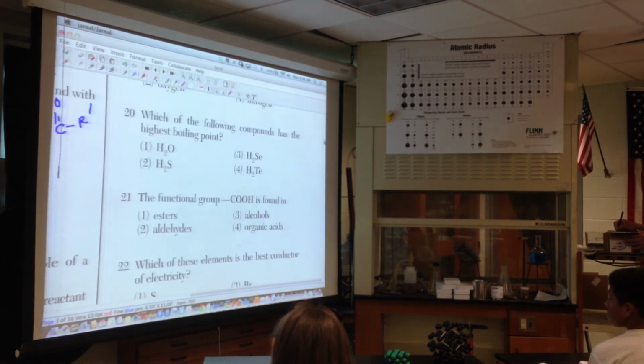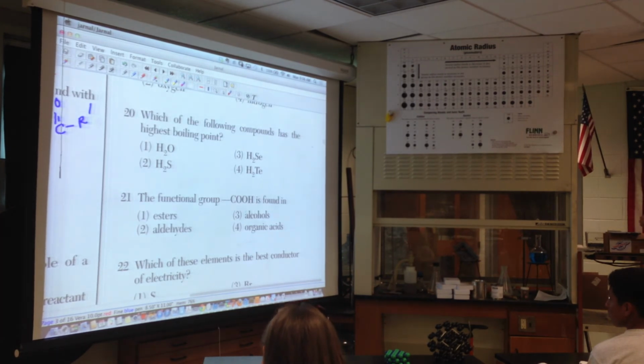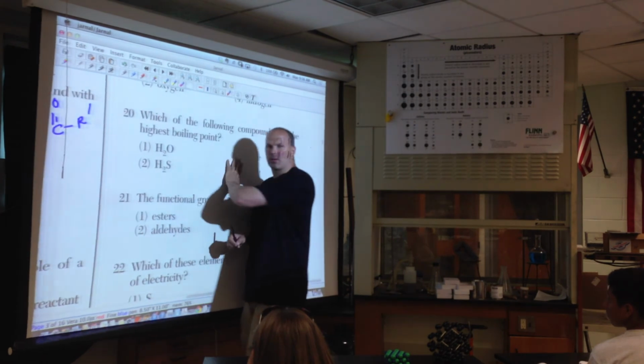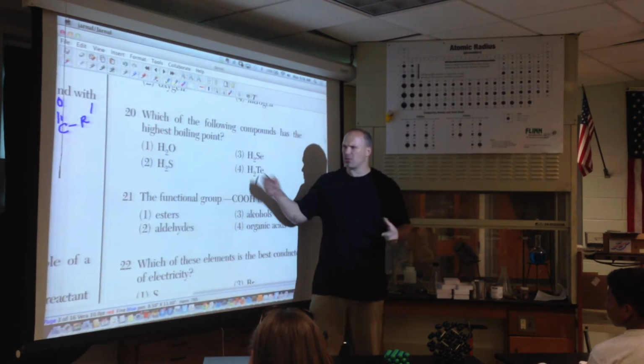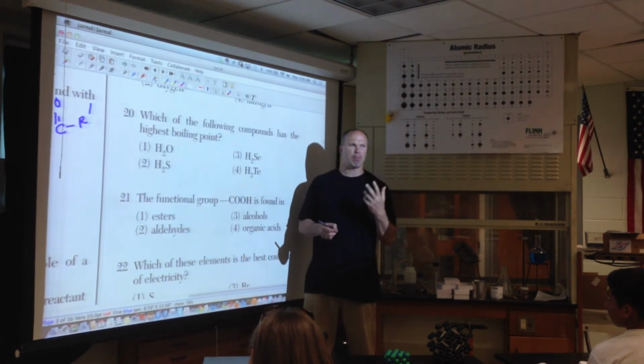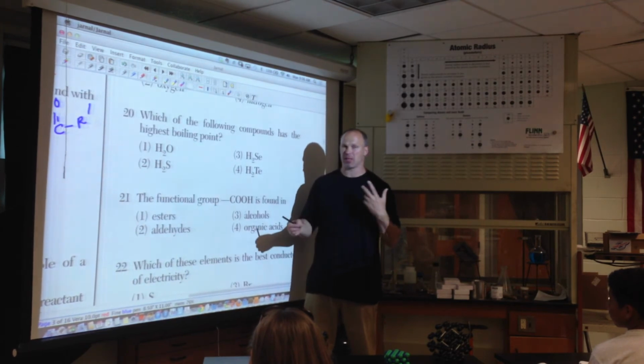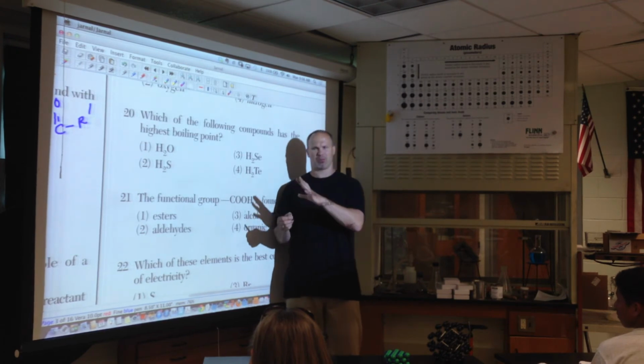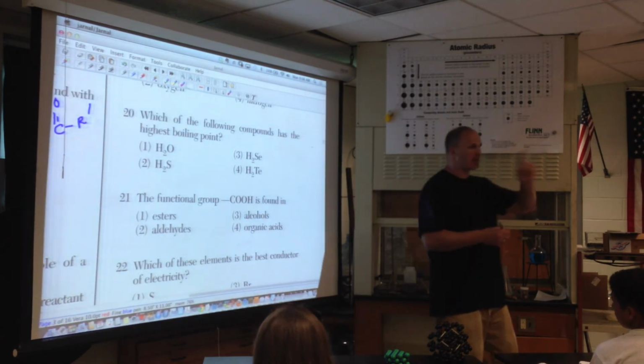20. Which of the following compounds has the highest boiling point? Okay, well in Table S, they do give boiling points of elements. These are compounds, so that's not going to help you. Some people I've known take the elements' boiling points and add them together to come up with the boiling points of compounds. Don't do that.